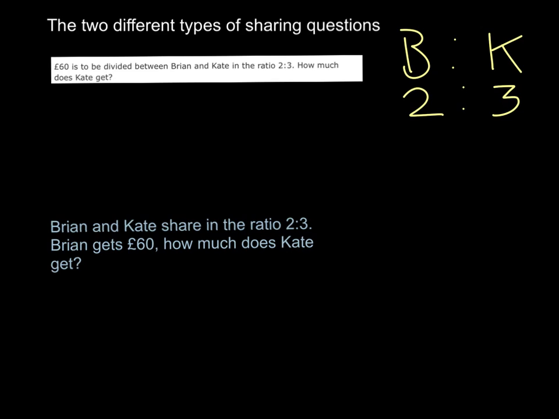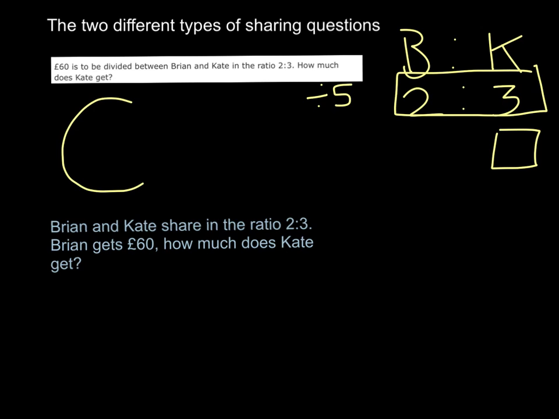And the question is asking, how much does Kate get? Now, £60 is going to be shared between the two of them in that ratio. So for every 2 that Brian gets, Kate gets 3. That means if we look at that part of the ratio there, 2 to 3, there are 5 parts. So we're going to be dividing it into 5 parts. And if we think about the picture, you've got to split it into 5.